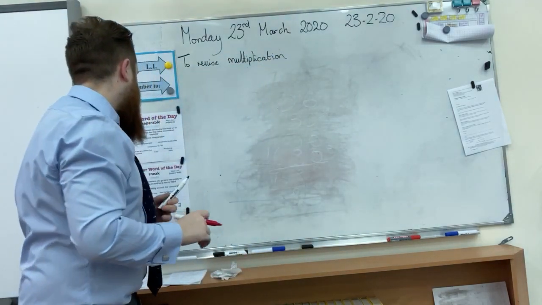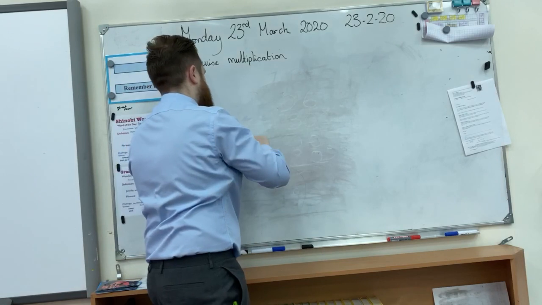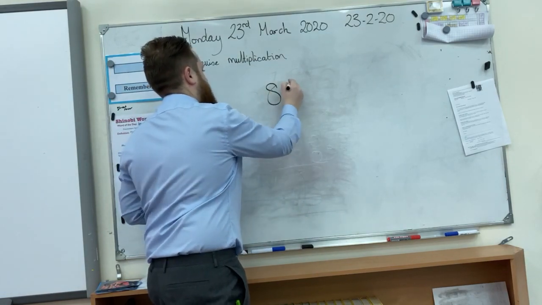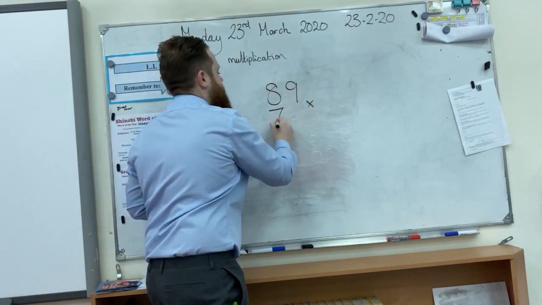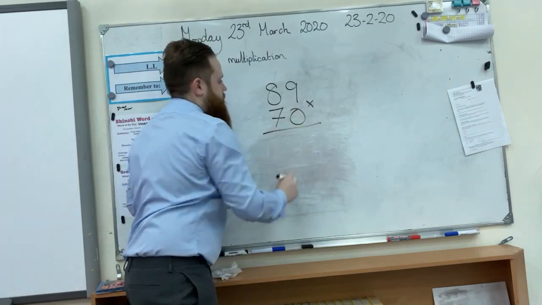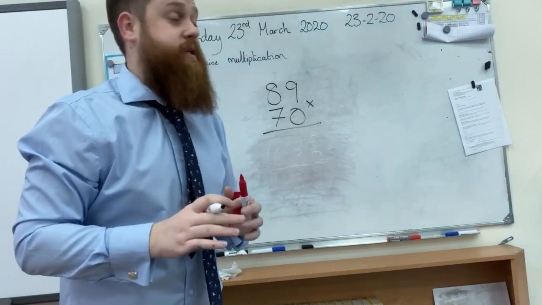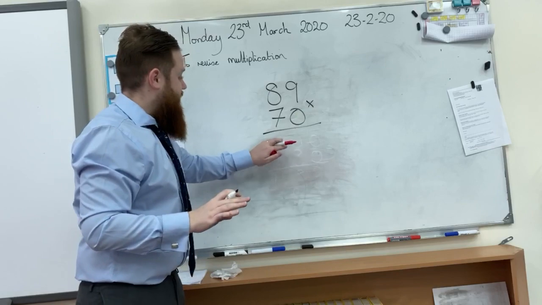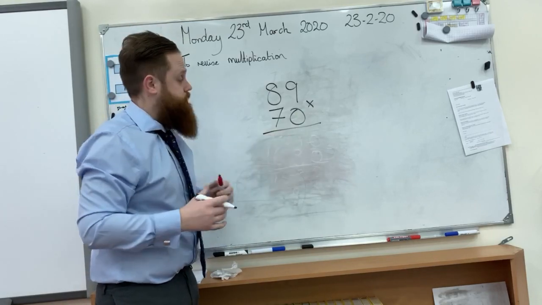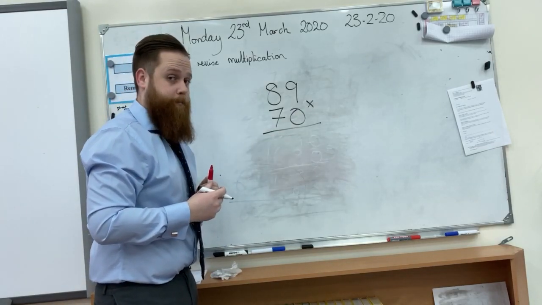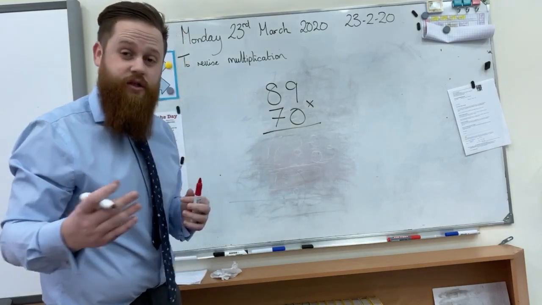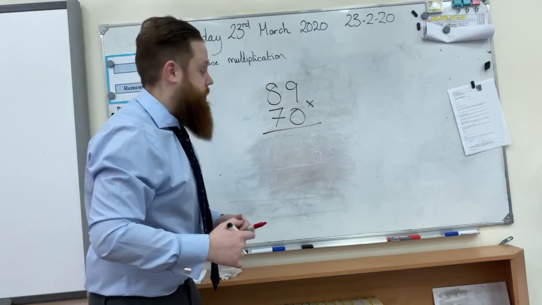Second question. Let's try the next one. The second question here is 89 times 70. Pause the video, stop it there, and have a go at that question yourself. Okay, are you ready? Let's see what answer you've got, if it compares with mine.